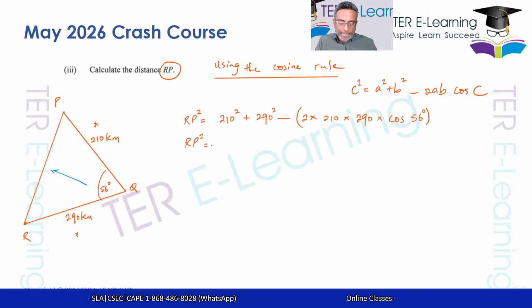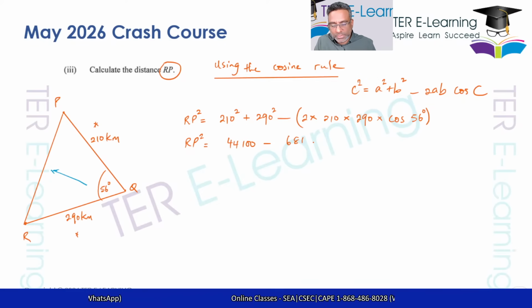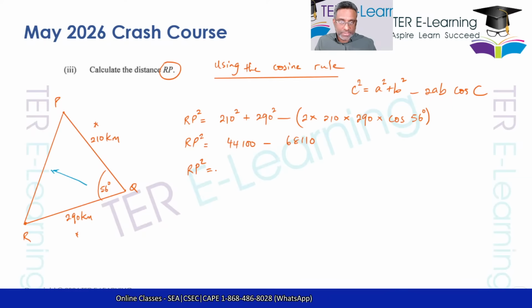Now I normally do this step by step, right? So 210 squared, you're going to get 44,100. So 44,100 minus, let's work out 2 by 210 by 290 by cosine 56. You're going to get 68,110, right? I'm going to round it off here. So therefore, RP squared is equal to 44,100 minus 68,110. That's not looking right.